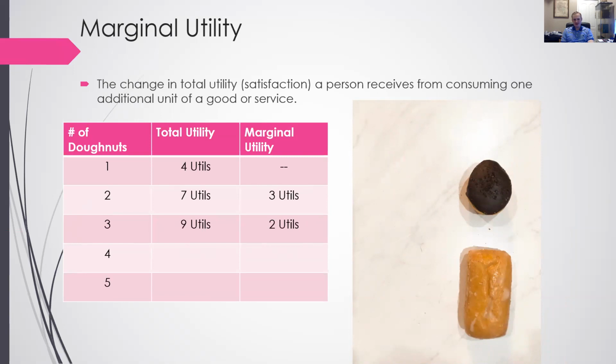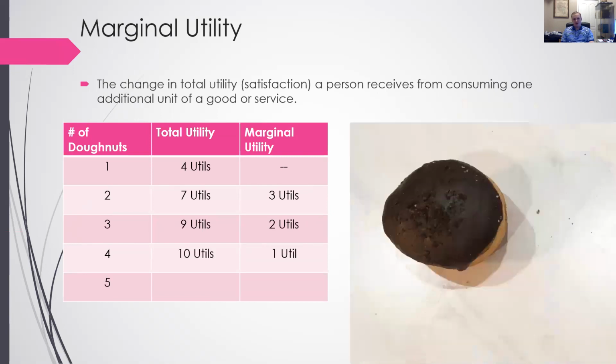So I think I'm good for a 4th donut. So I go ahead and eat that 4th donut. My total utility again increases from 9 utils to 10 utils. My marginal utility, however, went down to 1 util. Again, that would be 10 utils minus 9 utils. Okay, well, I had the 5th donut, and I don't really want to wait to eat it. I mean, who wants a stale donut, right? So I go ahead and eat that 5th donut.